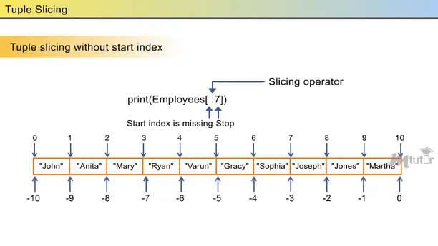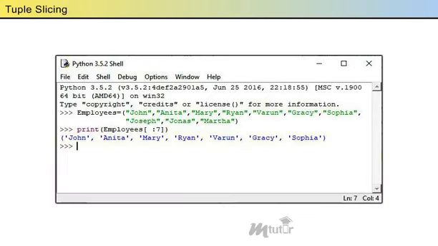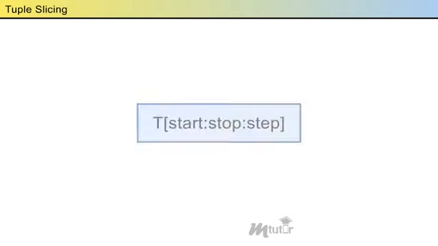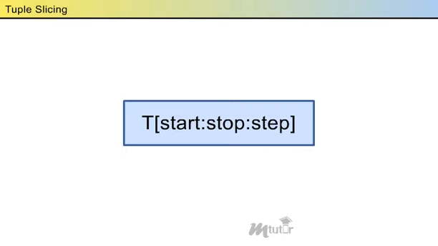Similarly, when the start index is missing, the tuple prints the elements from the first until the specified stop index. When we run the code, the output will be as shown. Like list, the slicer in the tuple can also take an optional third argument, which sets the interval at which elements are included in the slice.